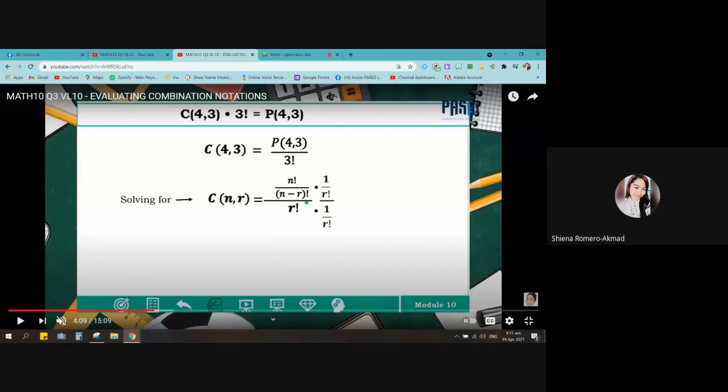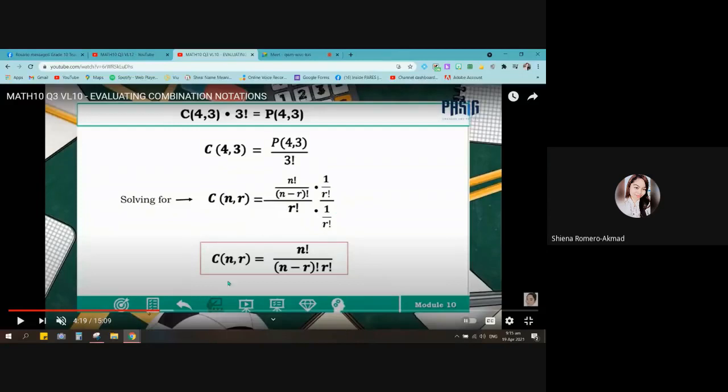So, we will multiply both numerator and denominator to the reciprocal of r factorial. That's 1 divided by r factorial. So, we'll have combination of n taken r at a time is equal to n factorial divided by n minus r factorial times r factorial. Bakit nadagdagan dito ng r factorial? Yun lang yung difference nilang dalawa. Both permutation and combination has the same formula lang dito. Pero when it comes to combination, you are eliminating the number of elements that is being repeated. Kaya nadagdagan ng r factorial.